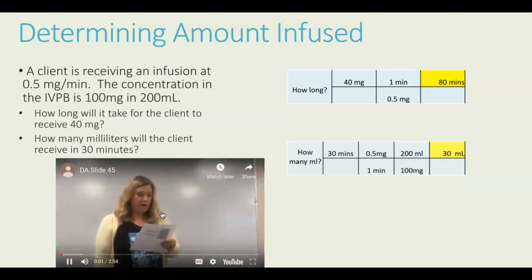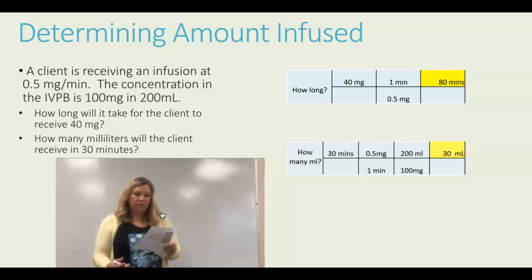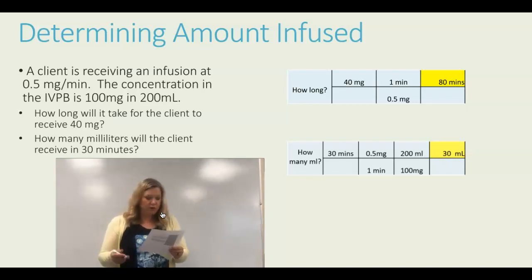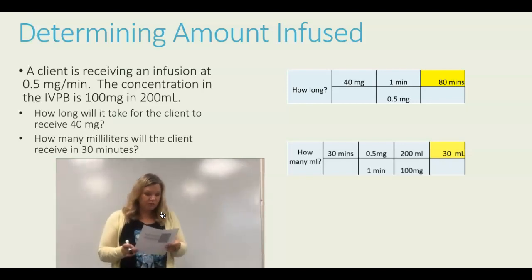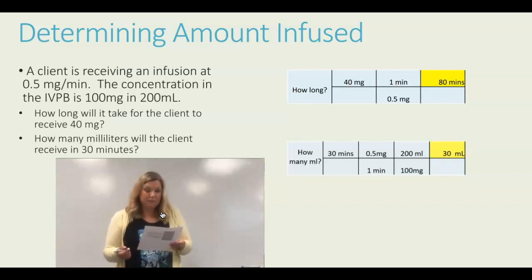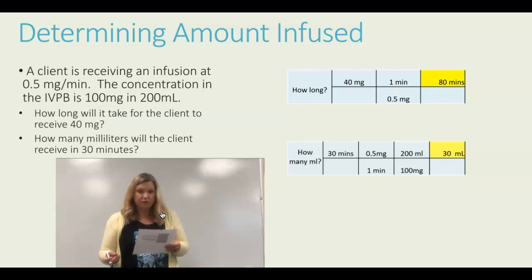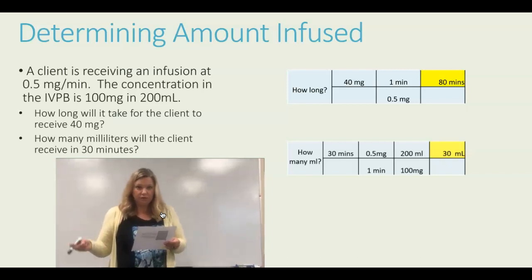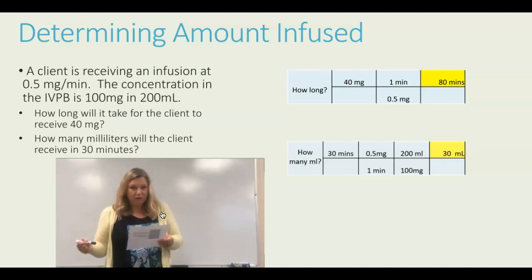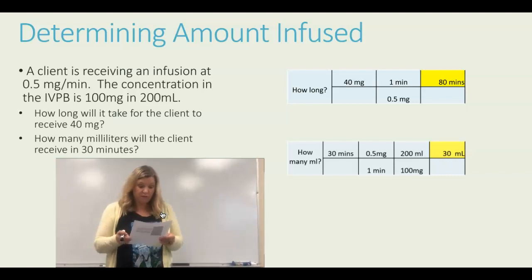Okay, slide 45. So now we're going to determine the amount infused. It's asking us a few specific questions about a problem. Okay, there's a part A and a part B. It says a client's getting an infusion at 0.5 milligrams a minute. The concentration of the IV piggyback or the medication is 100 milligrams and 200 mils. So there's 100 milligrams of drug and 200 milliliters of fluid. And it's going at a rate of 0.5 milligrams, which is the concentration per minute, and it wants us to figure out a few things from that information.